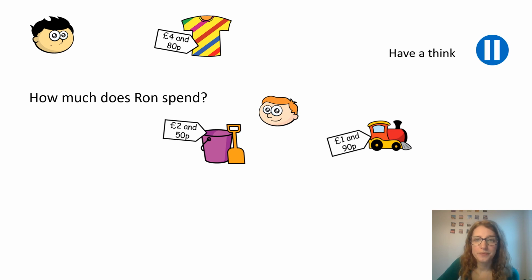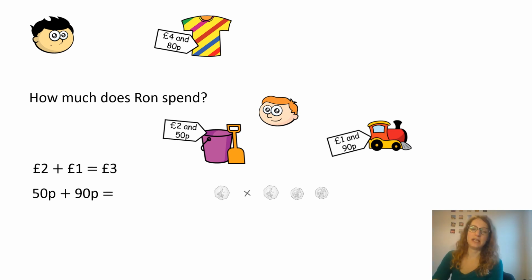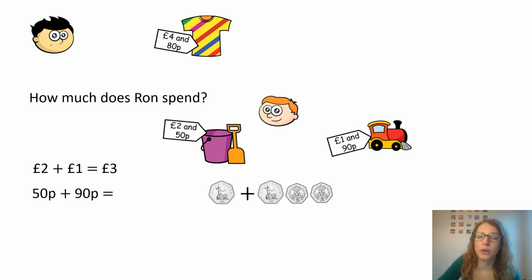Okay. Right, let's have a look then. So £2 from the bucket and the £1 from the train to start off with. Nice and easy, £3. Then we've got 50 add 90. Okay, so let's look at the coins. So I've got 50 pence add 50, 20 and 20. So hopefully you've spotted straight away we've got 2 50p there, which gives us another £1, okay, which leaves us with these 2 20p coins.